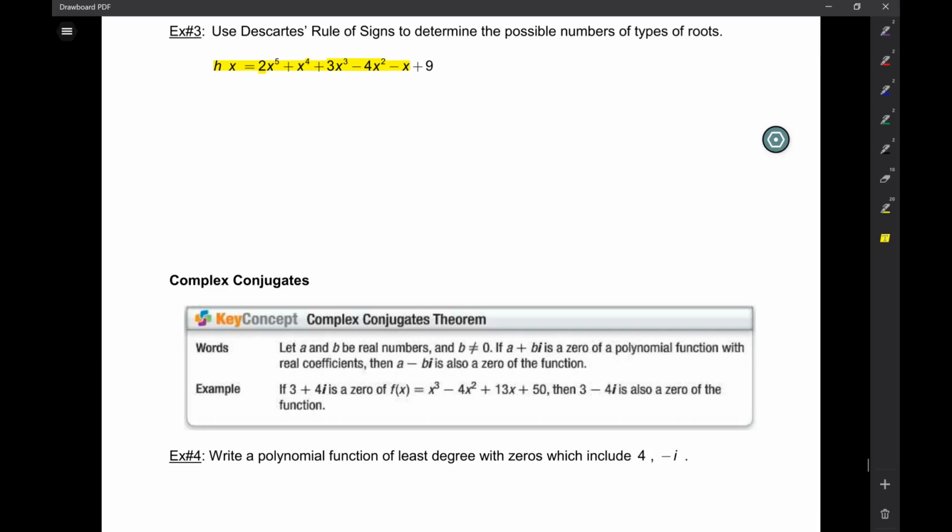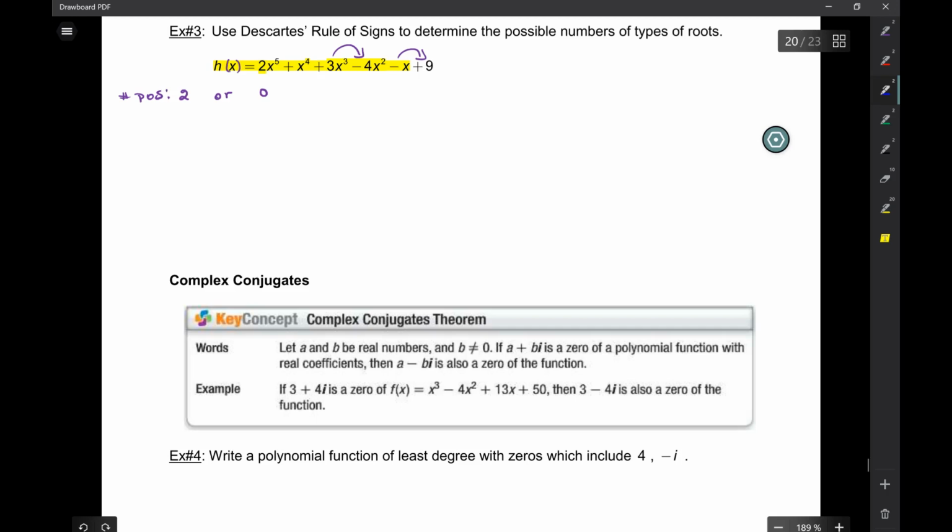All right, we're going to do the quicker version. So this is h of x. So number of positive, all right? You go down the coefficients. So it's positive, positive, positive, changes to negative here, and then to positive there. So it's going to be 2 or 0.